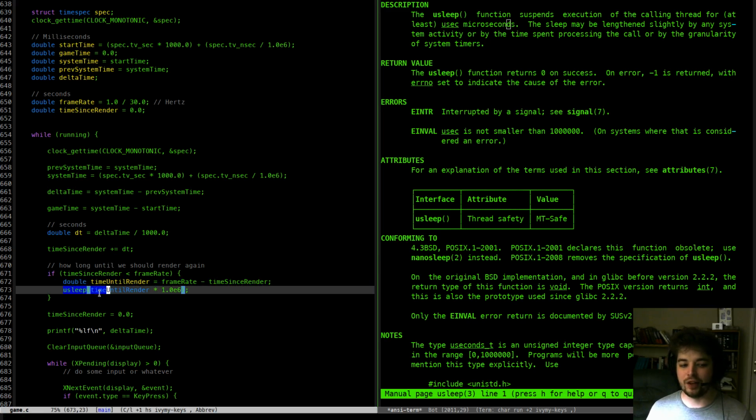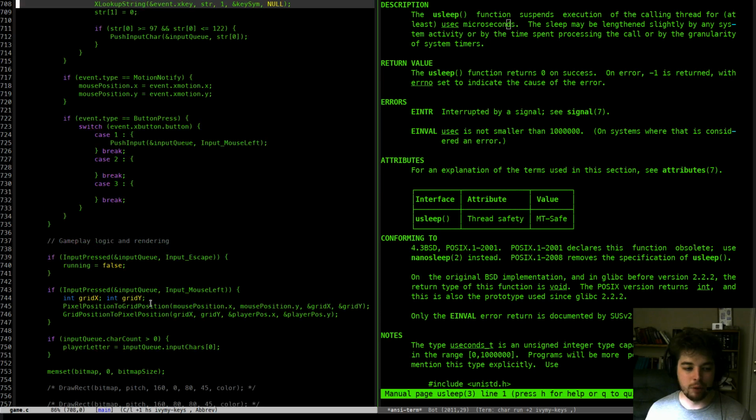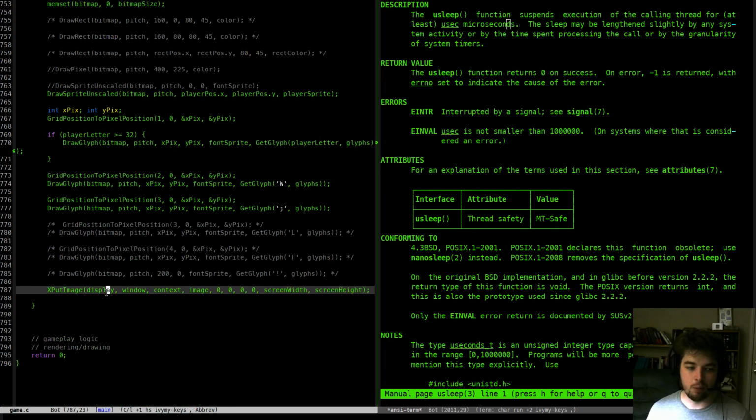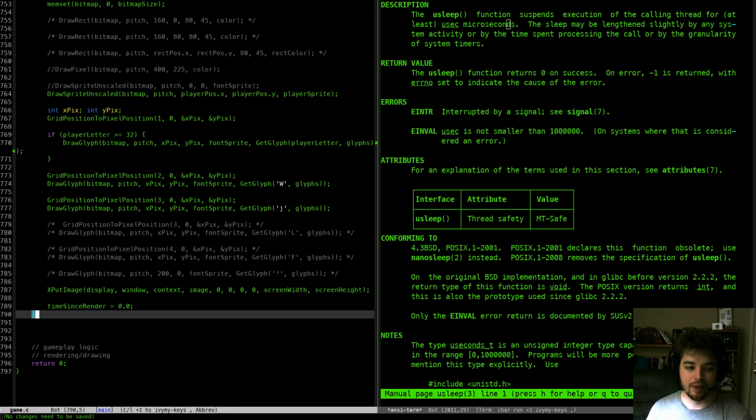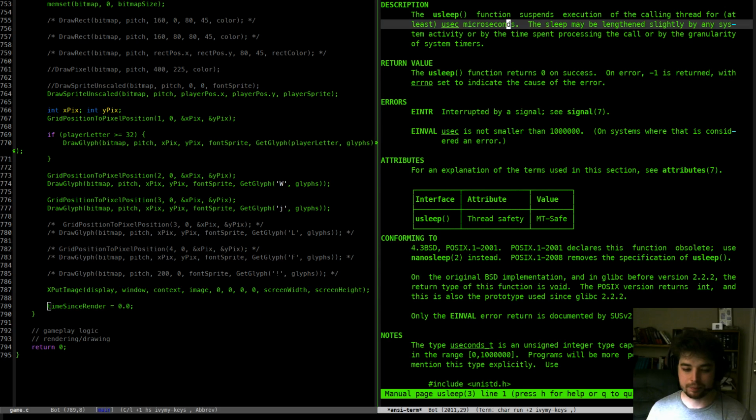So if this is 2 milliseconds and our frame rate is 16 milliseconds, here we're going to get 14. We're going to say, all right, convert that into microseconds. Sleep for 14 milliseconds. Now that you've woken up, now that you've moved to this part of the code, we're like, all right, hey, we know that it's been essentially 0 seconds since you've rendered. We could probably go ahead and move this down here to just make it more accurate and say, all right, now that we've rendered, we know it's been 0 seconds, right?